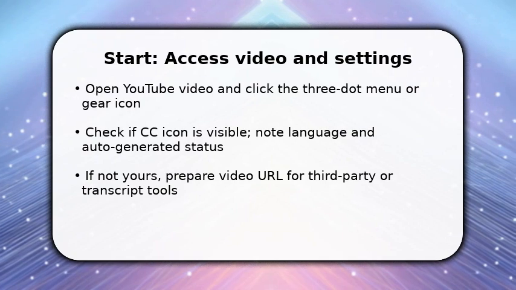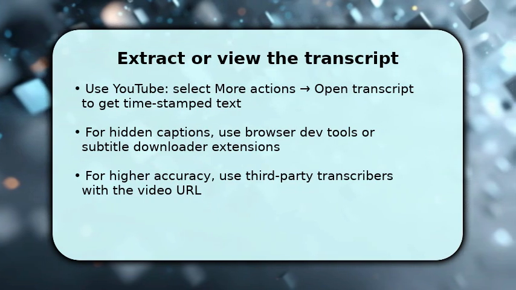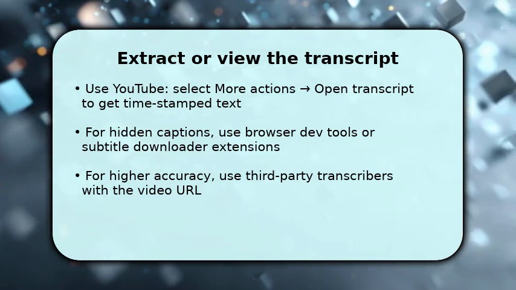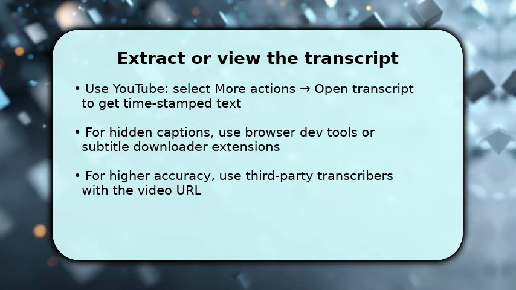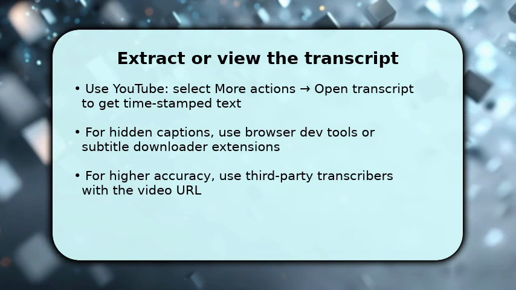Next, open the transcript inside YouTube by selecting More Actions and Open Transcript. This gives you timestamped text you can copy. Once done, consider browser developer tools or a subtitle downloader extension when captions are hidden or disabled.